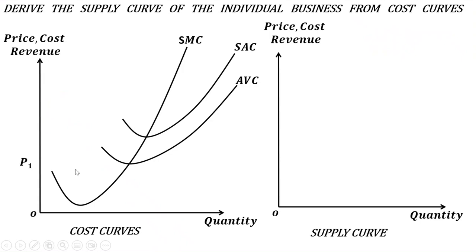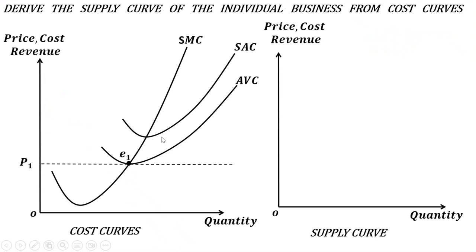Now, when we look at P1, the business will not produce at a price lower than P1 because average revenue is less than average variable cost. The firm will not produce at point E1 because that is where the marginal cost curve intersects the average variable cost at its minimum point. At point E1, this point here, represents the shutdown point. And the shutdown point is where your marginal cost curve is equal to your average variable cost curve.